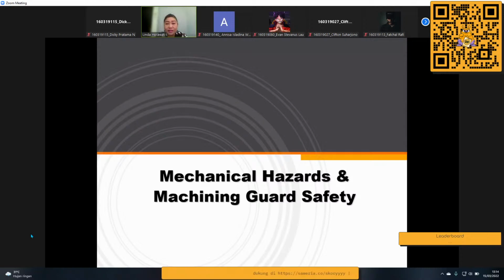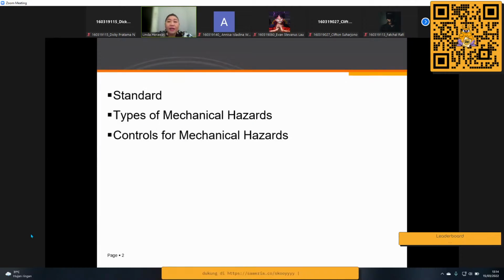In this case, we will focus on the mechanical hazard and machine guard safety. We will have three points to discuss in this subject. The first one is about the standards. The second one is about some types of mechanical hazards. And then how to control the mechanical hazard. This is the most important thing.